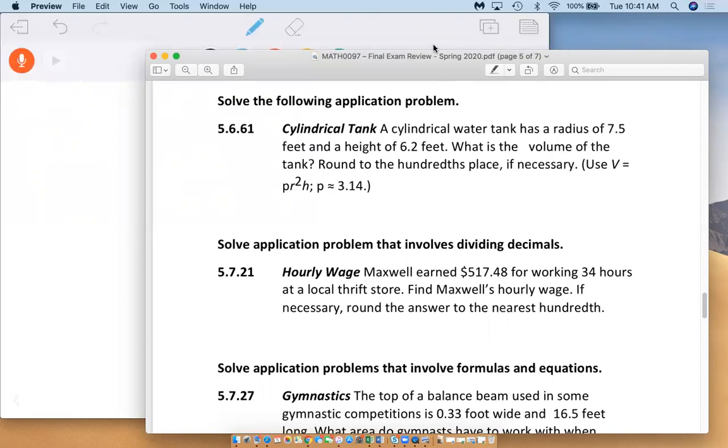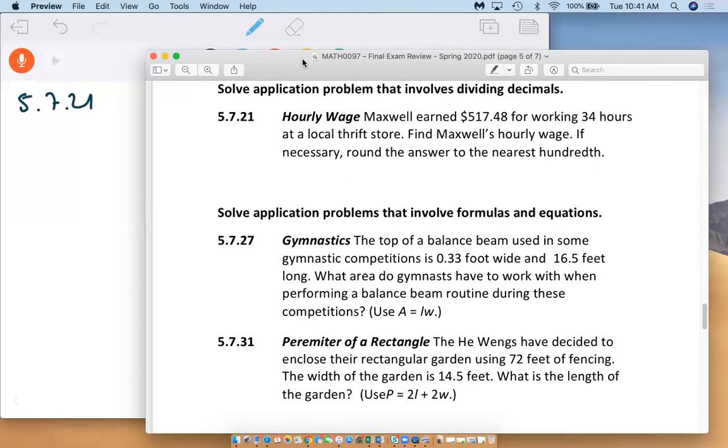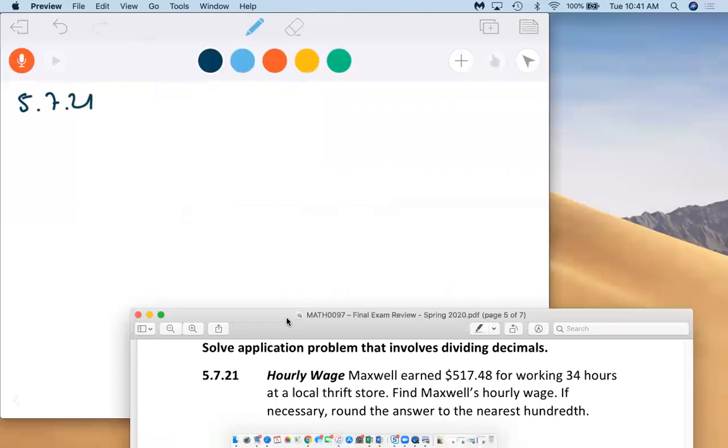So we're given the total number that he earned and how many hours. Now, if we were given the hourly wage and the number of hours, we would multiply those together to get the total wage. But now we need to go backwards, right? We have the total wage, the number of hours, so we need to divide to get the hourly rate. So this is, let me write down, 5.7, number 21. All right, so we're given that the total pay equals 517.48, and the hours equals 34. And remember when I was telling you guys about the divide trick, remember that the rate that he's getting paid is per hour.